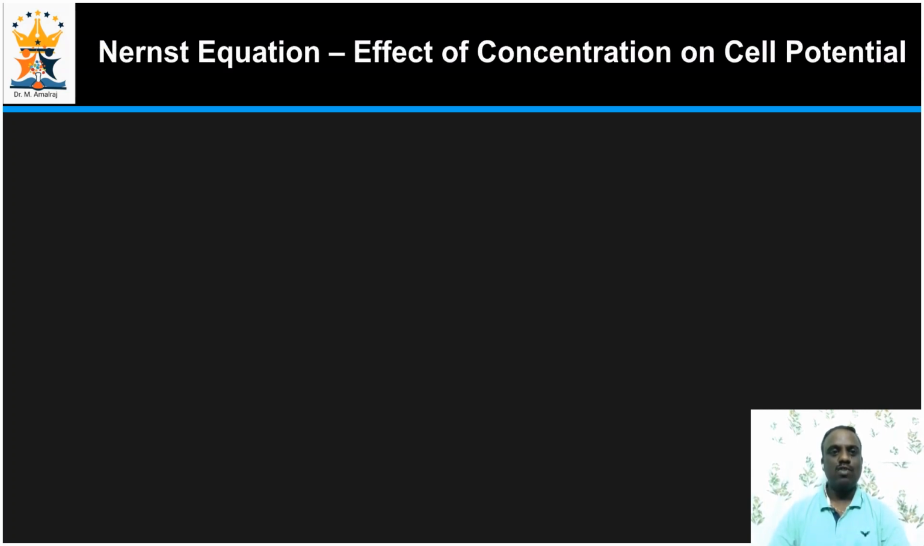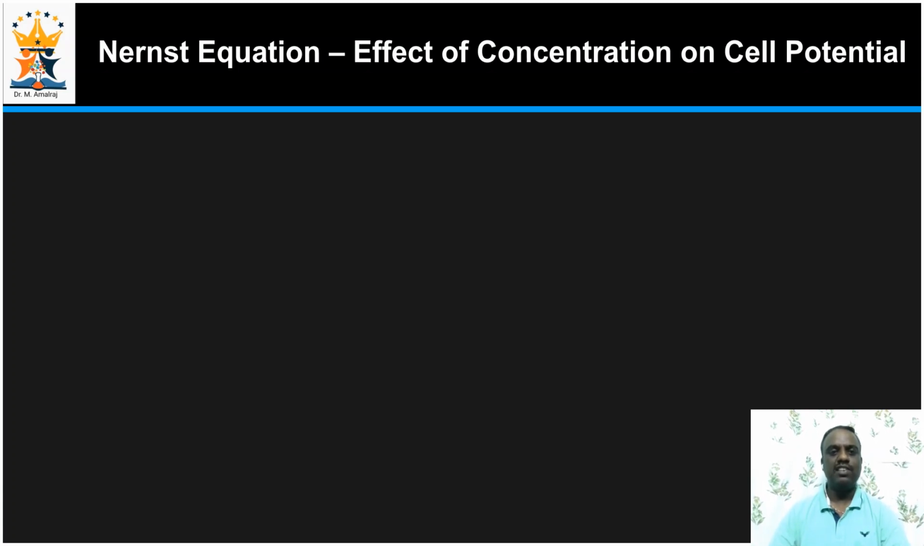So the next one is the most important topic in electrochemistry, the Nernst equation. Nernst got the Nobel Prize for deriving this equation in 1920, and it talks about the effect of concentration on cell potential. If the electrolyte concentration in the galvanic cell is not 1 molar, then the EMF of the cell can be calculated by using the Nernst equation.